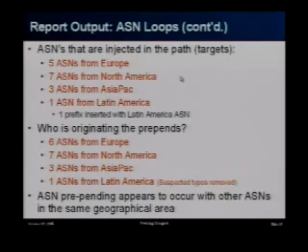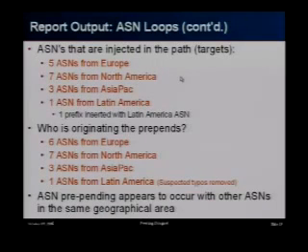Continuing for AS paths, we found that these ASNs that were injected in the loops, injected in the paths, the XXX, they seem to be spread across the globe. So we had like 5 ASNs from Europe, 7 from North America, 3 from Asia Pac, 1 from Latin America. So you can see a wide geographic span as far as these ASNs are concerned.